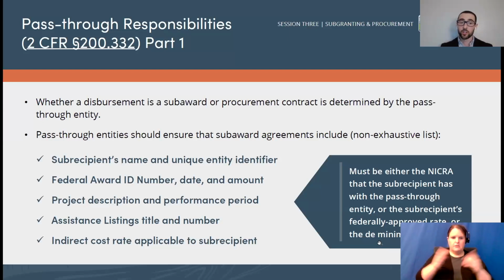You also should include the indirect cost rate that is applicable to the subrecipient, right? That indirect cost rate could be the de minimis rate if they don't have a negotiated indirect cost rate agreement. But if they do have a negotiated indirect cost rate agreement, that would be negotiated with either the pass-through entity or the subrecipient's federal cognizant agency. So we have to include which indirect cost rate the subrecipient is going to be using throughout the course of this project.